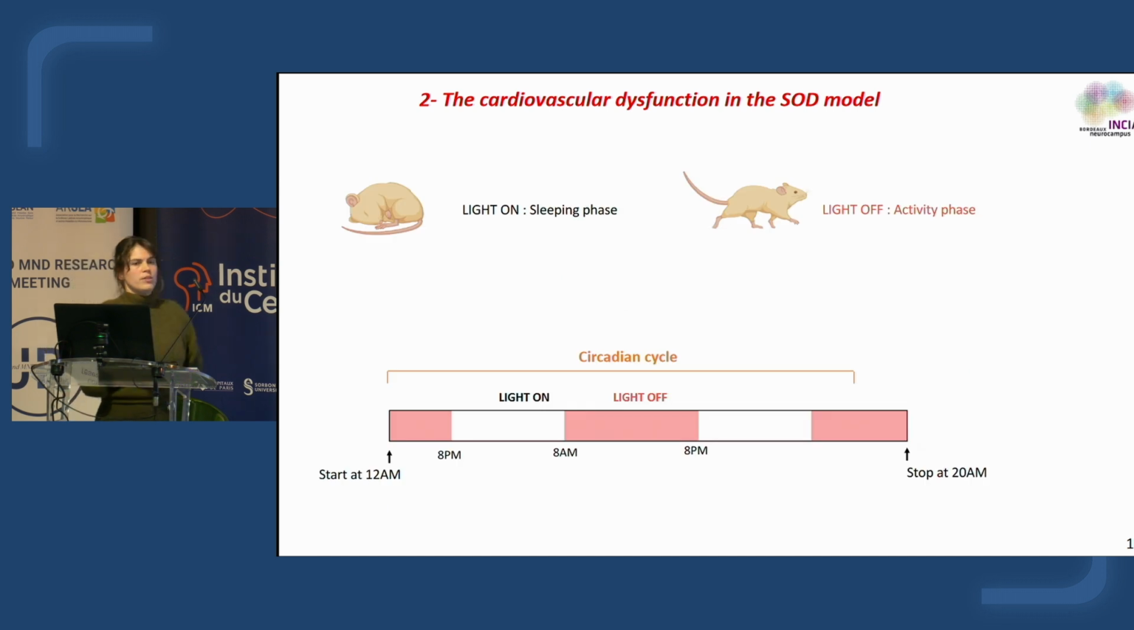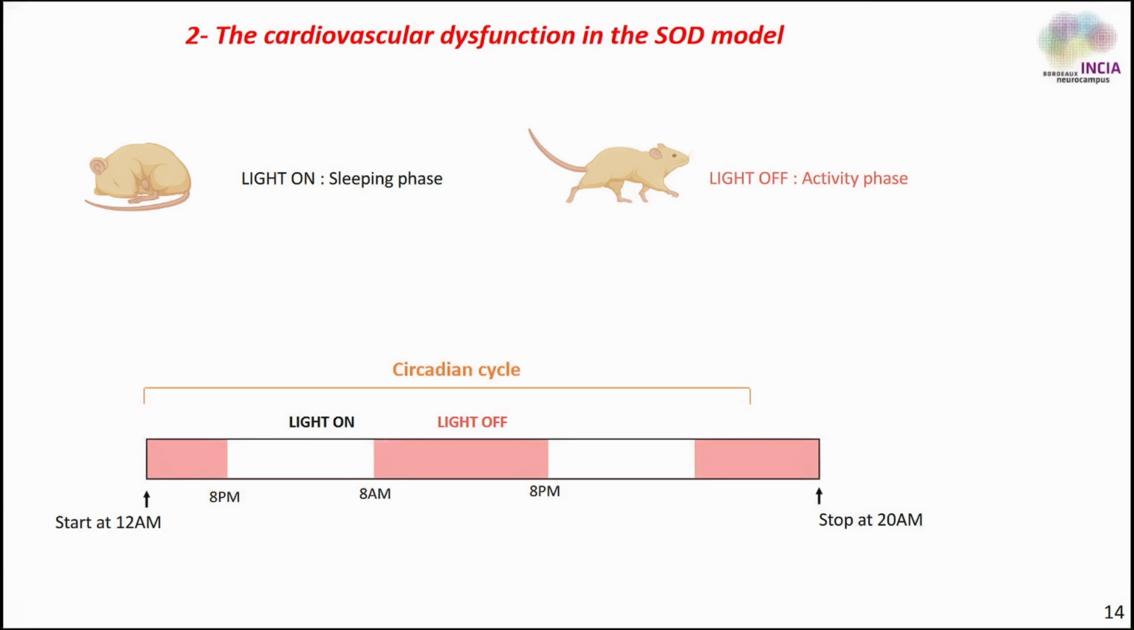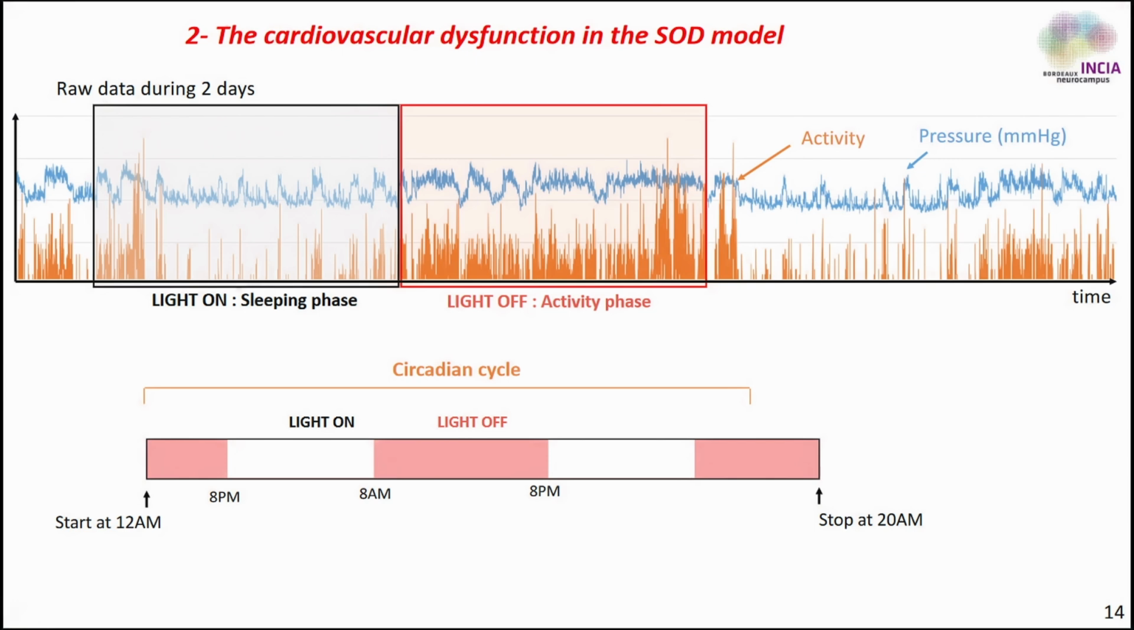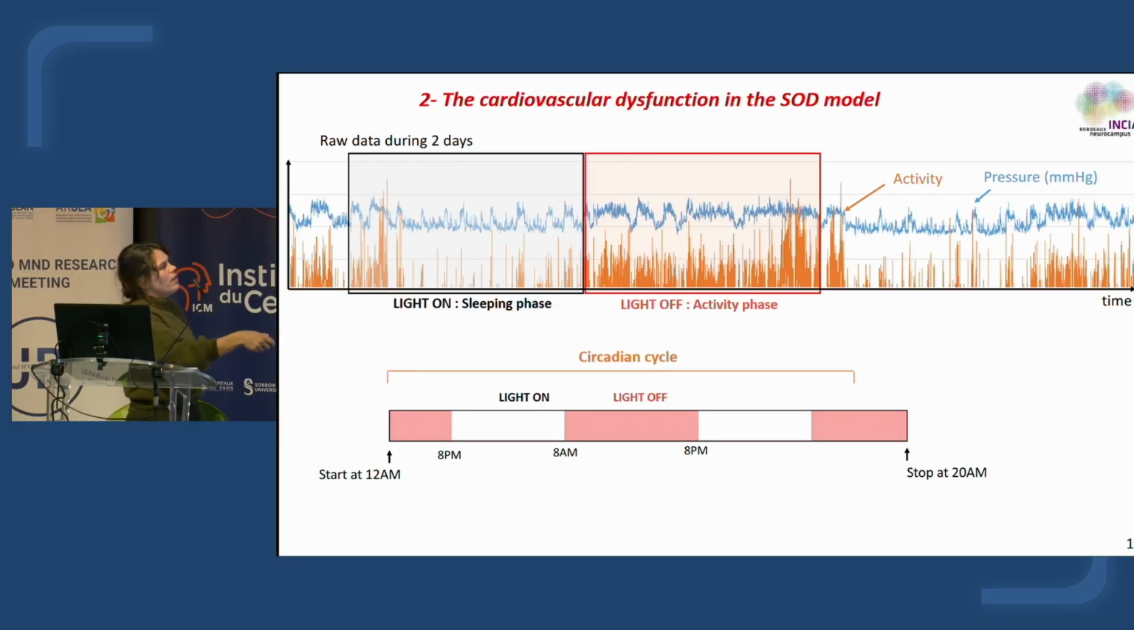Because we know there is some modification of the cardiovascular parameters in mice according to the circadian cycle, we recorded the mice during 3 days to see them during their sleeping and their activity phase. And as you can see here, there is a difference between the activity and sleeping phase. There is variation of the pressure. This is the record of 2 days, and you can see that there is a difference when the mice are sleeping or when they are active.